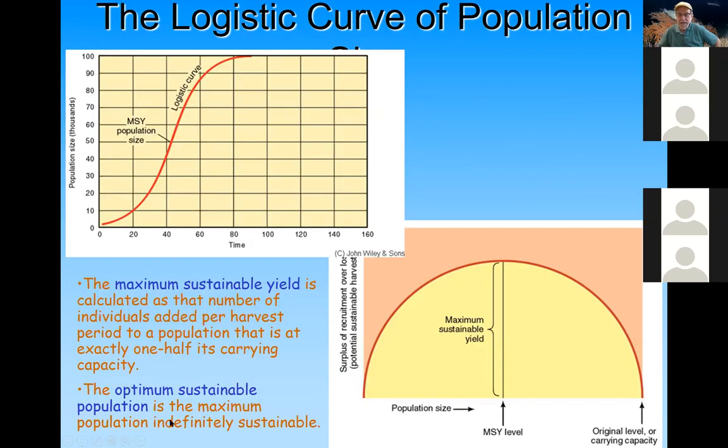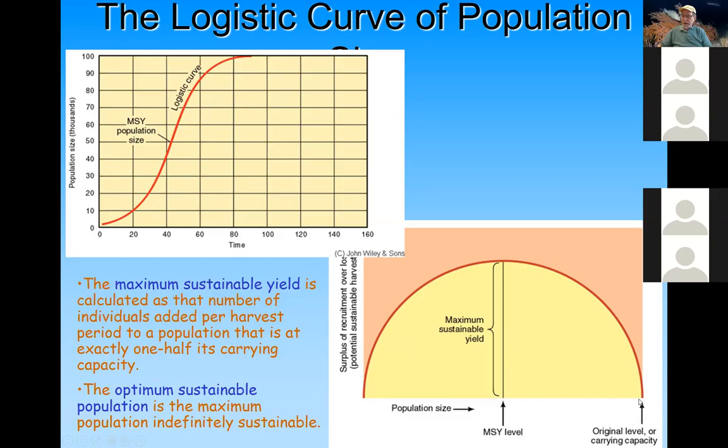So another yield is the optimum sustainable population, and this is the maximum population that's indefinitely sustainable. This is represented here in this odd curve. On this axis is population size, and on this axis is the surplus of recruitment, the surplus of individuals over the period of catch. When the population size is zero, there are zero surplus individuals. When the population has been reduced to half, the maximum number of sustainable individuals is arrived at.